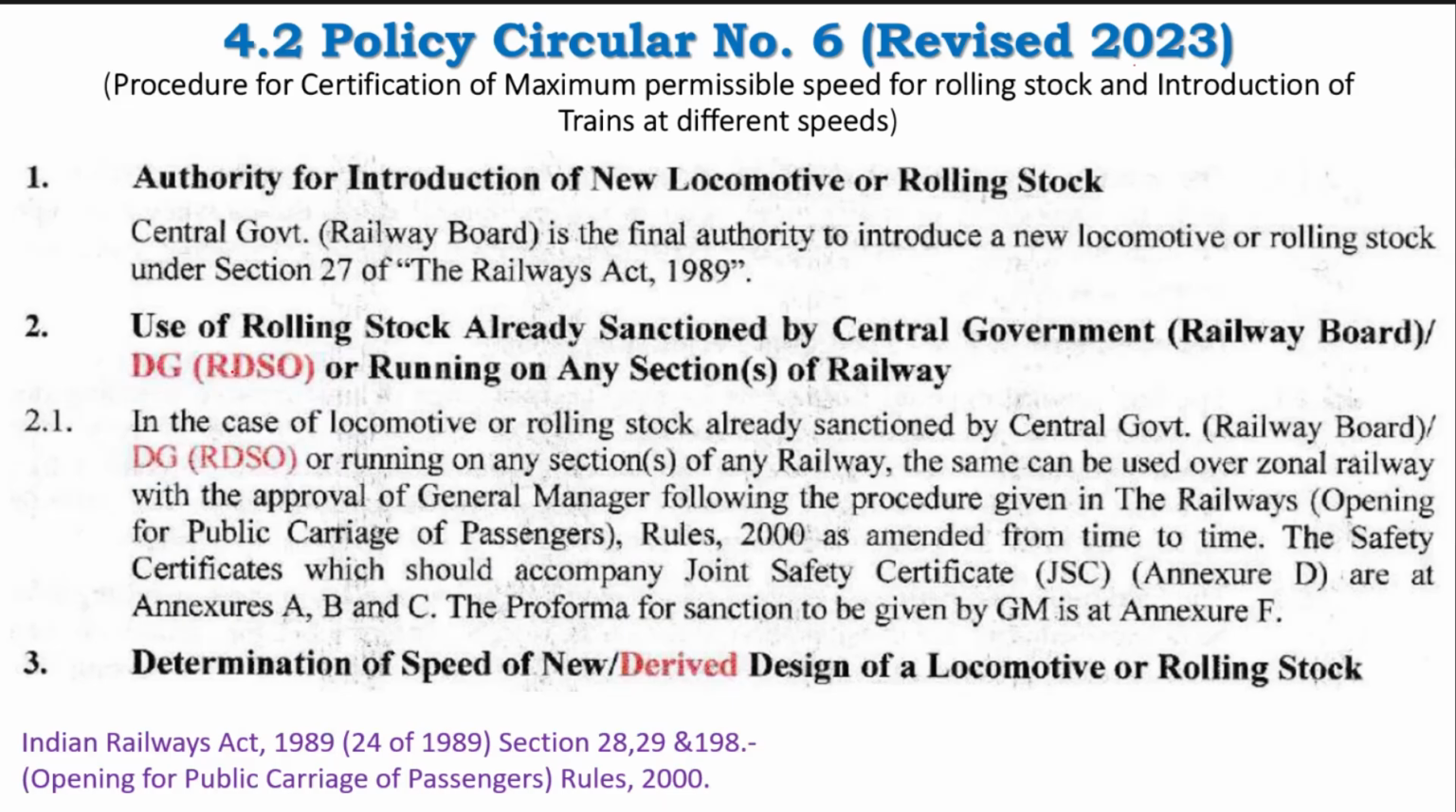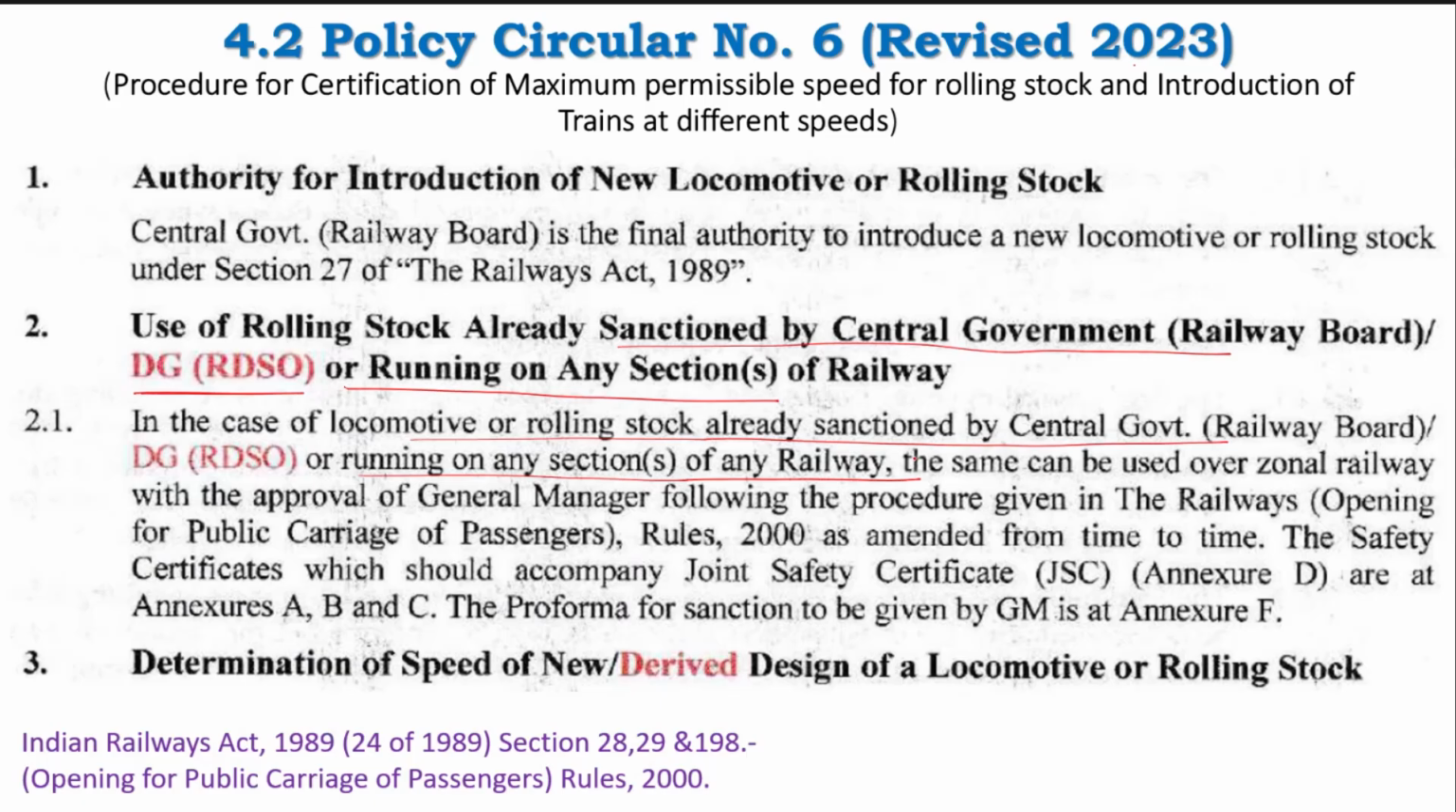The most important point as per the policy circular is that the introduction of locomotives, which was delegated for the first time to CCRS and Railway Board, was further delegated to a joint certificate with the zonal railway. The use of rolling stock already sanctioned by the central government, Railway Board or DG RDSO, is included for running on any section of the railway. In case of locomotive rolling stock sanctioned by the Railway Board or DG RDSO, the same may be used on the zonal railway.